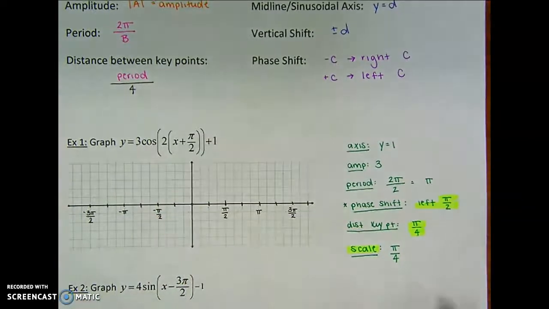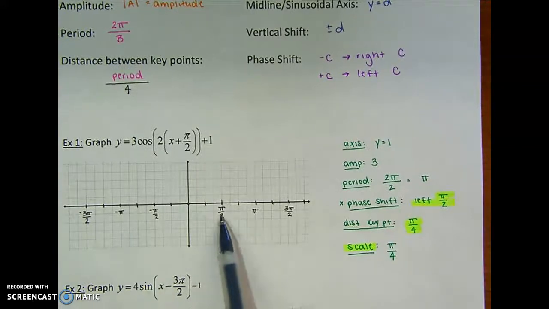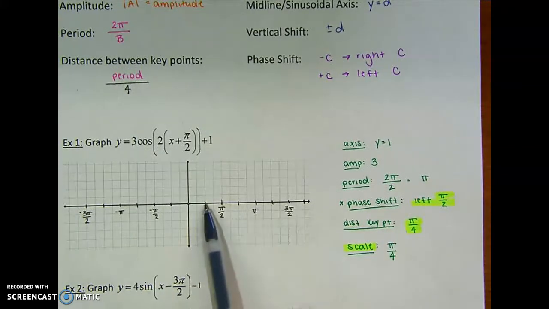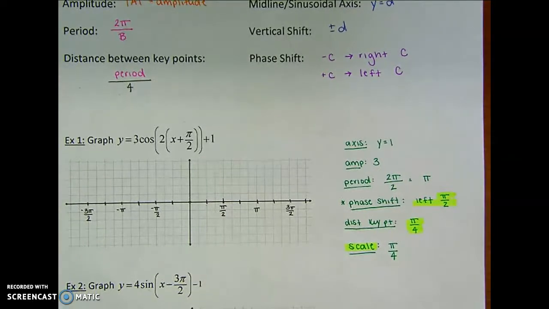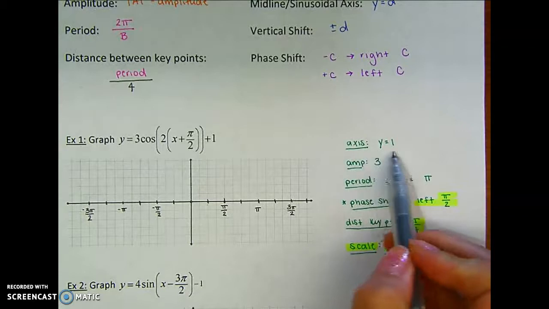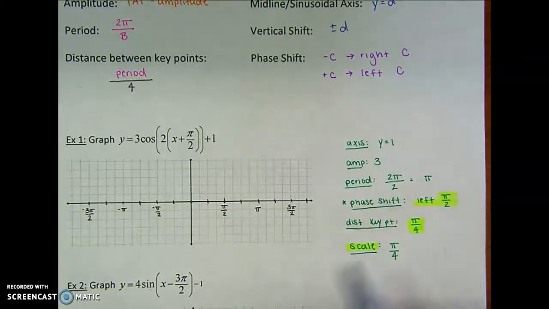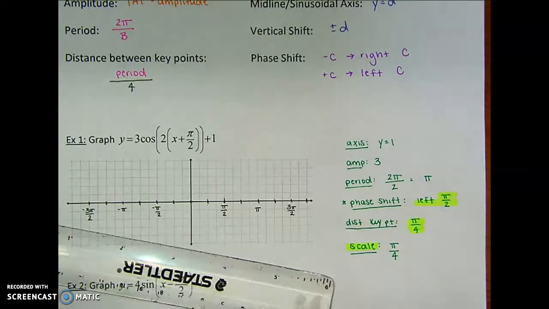Okay, so now that I have my scale, and even though I only labeled every other, this is pi over 4. So that's really helpful. And now we're going to plot our points. When you're graphing, the first thing you really want to graph is our axis, because you don't want to mess that up, because that is where our midline is. That's where the axis points are.